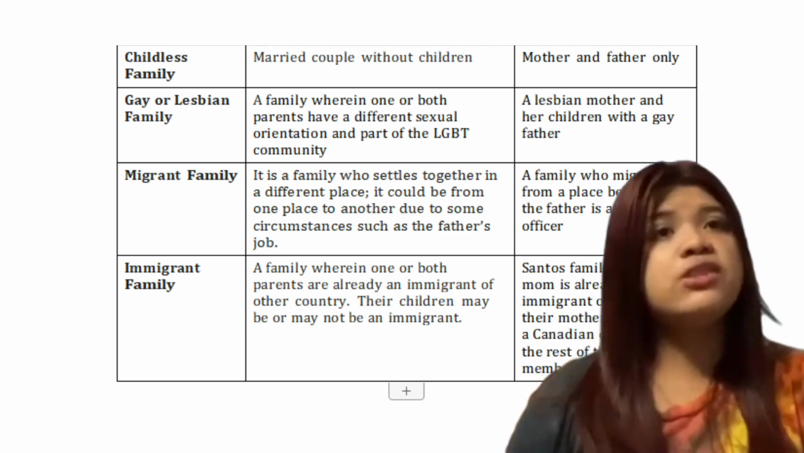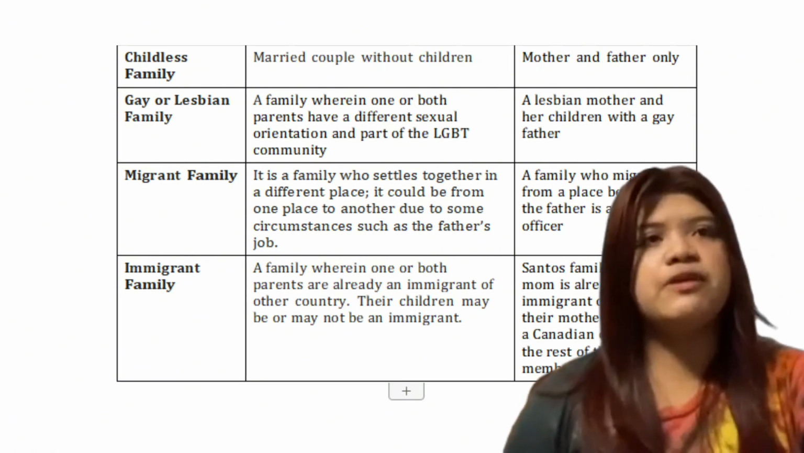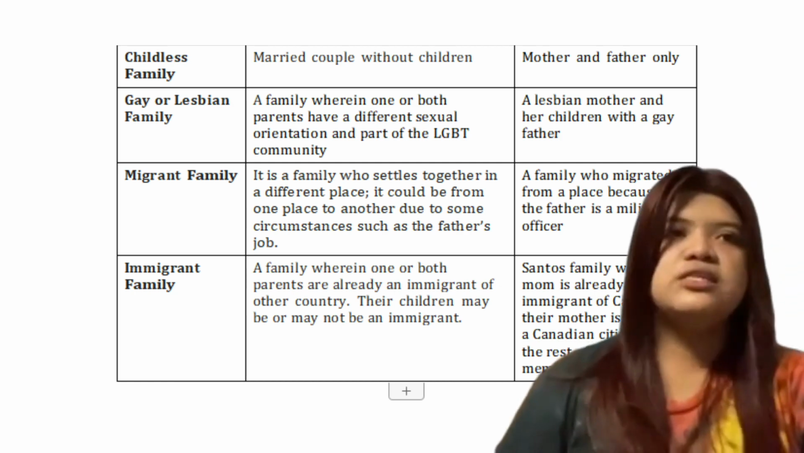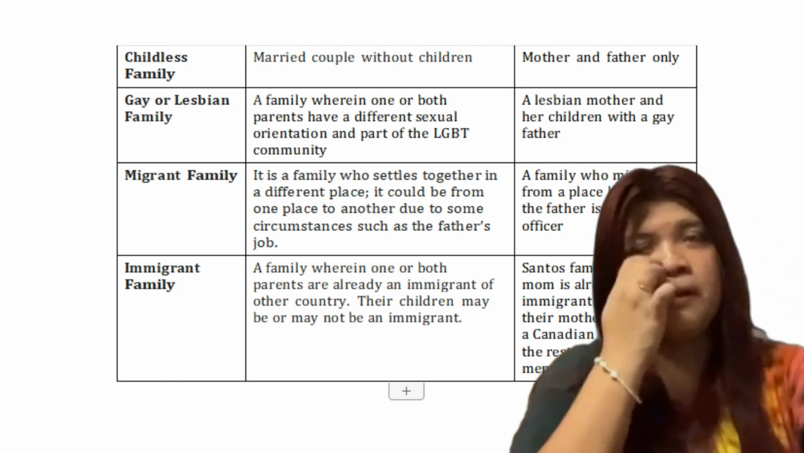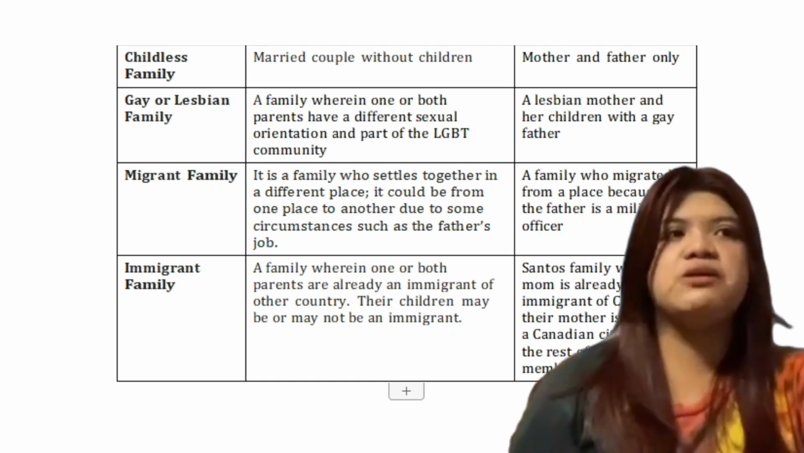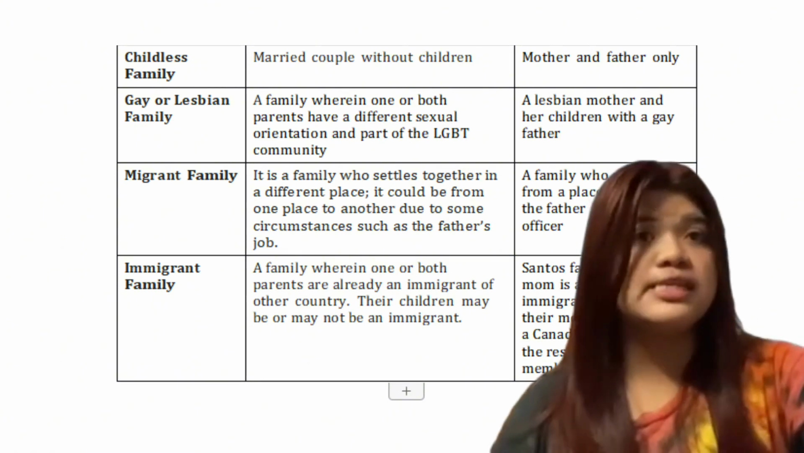Second to the last is the migrant family. It is a family who settles together in a different place, due to some circumstances, such as the father's job. This can also mean a family who migrated from a place because the father is a military officer.